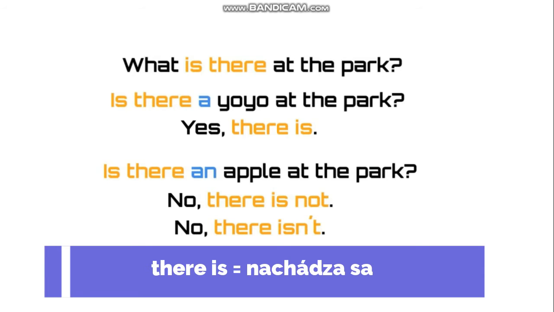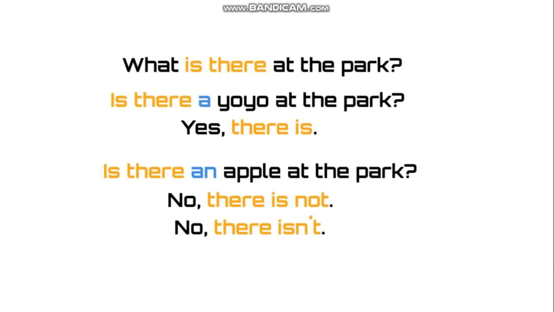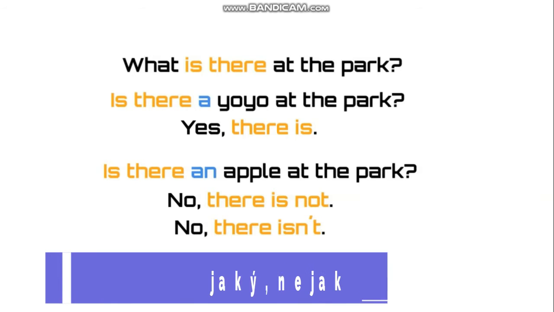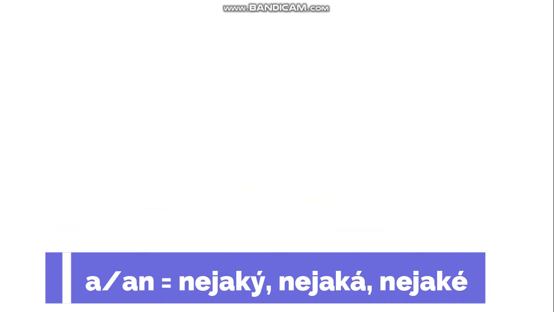And we have a and an. A and an are connected with there is if there's one. Okay, so there is a yo-yo or there is an apple. So what do you think? What is the meaning of a and an? If you know, great. If you don't, there is the answer.